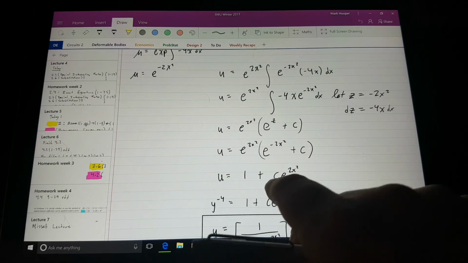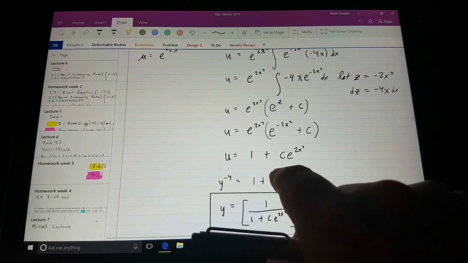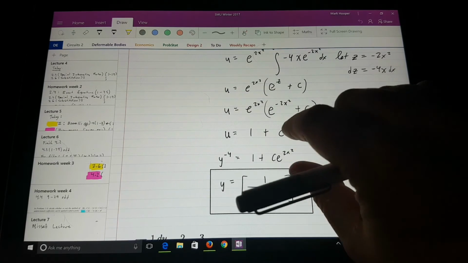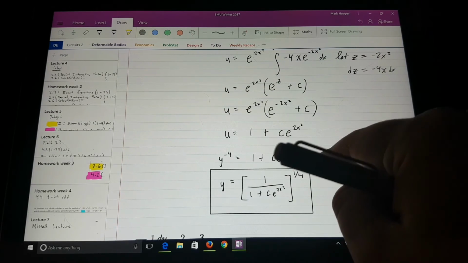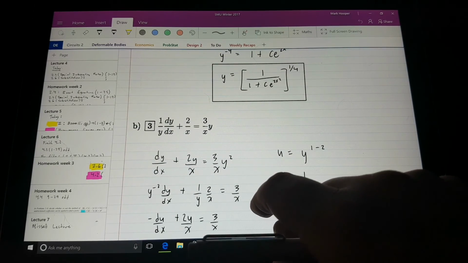So we're going to distribute that, so we're going to get 1 because this cancels out perfectly, and then it's that, so u is that. Remember, u is y to the minus 4, so then we're going to invert that and then raise it to the 1/4 and solve for y. Alright, so there we go.